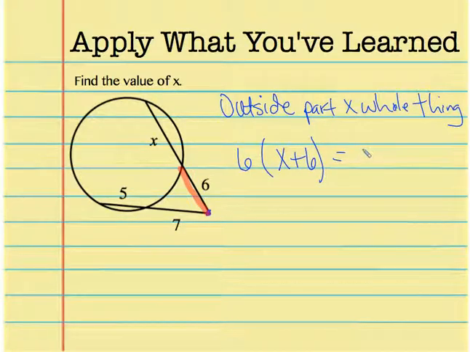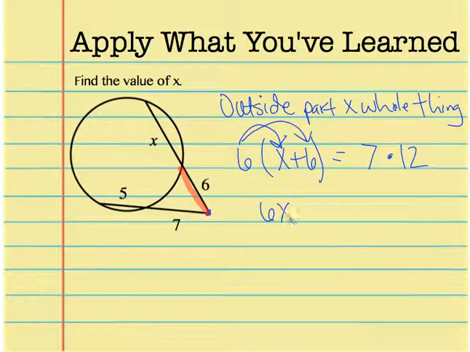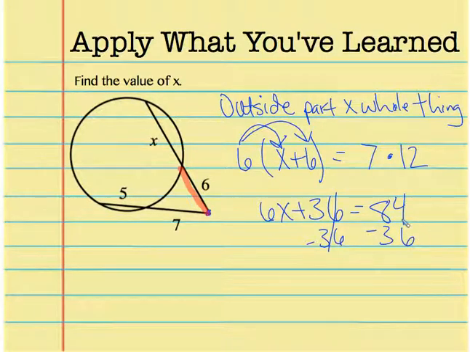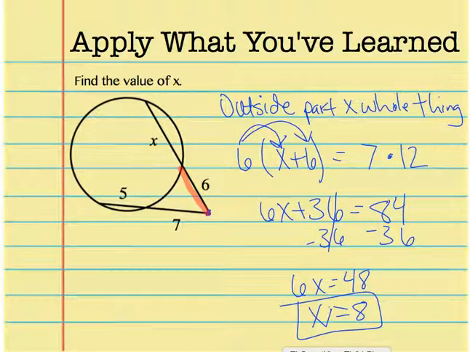And that equals the outside part of the bottom line, which is 7. And then the whole thing, which is 7 plus 5, so that's 12. So don't forget to distribute. 6x plus 36 equals 84. Subtract the 36 from both sides. You get 48. So we have 6x equals 48. So x equals, when we divide, you get 8. Sorry about the little tail on my x there.